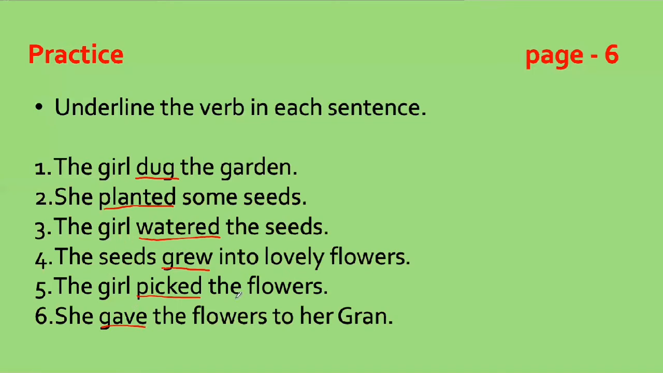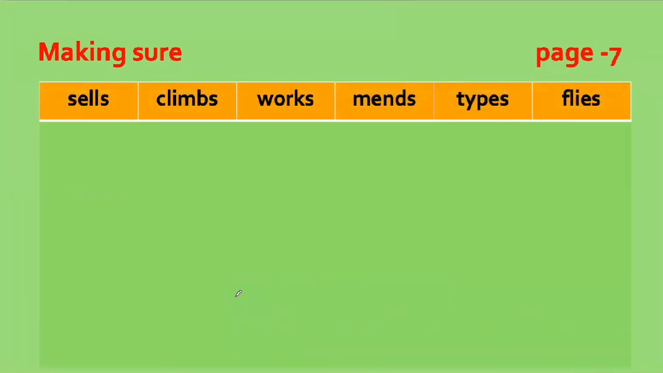Now moving to the next exercise, that is the Make Sure exercise, and that's on page number 7. Now here we have these 6 options. These are 6 verbs, okay? And we have to put the correct verb in the correct sentence. Now let's read the first sentence with me.